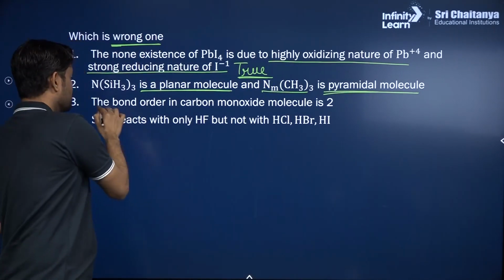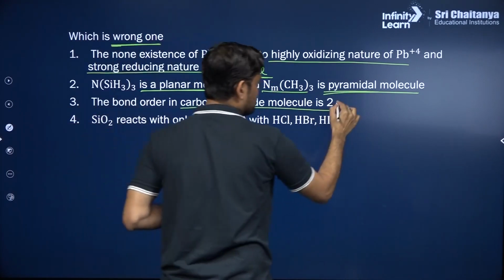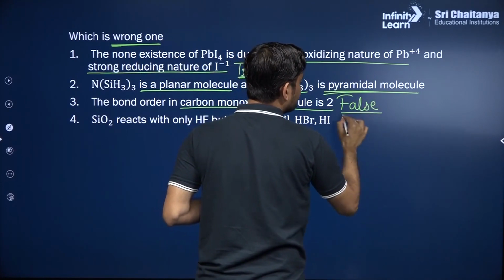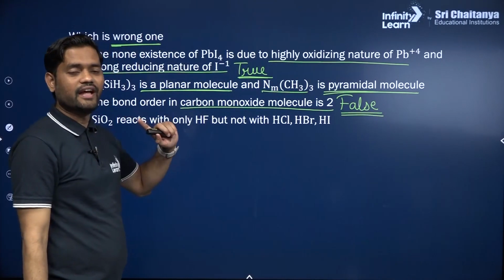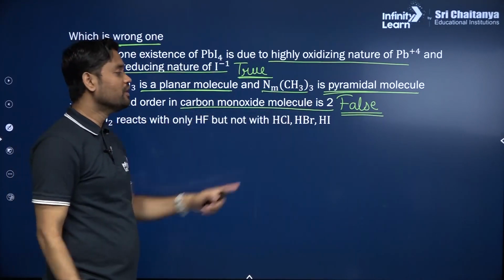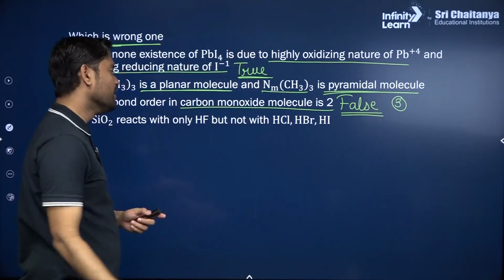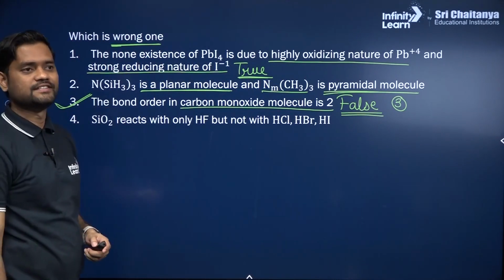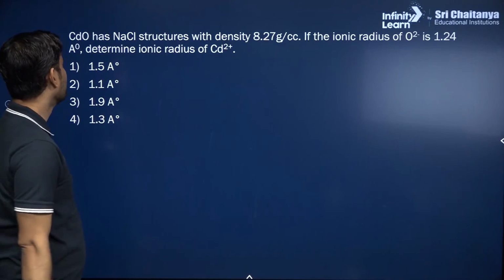Clear? The bond order of the carbon monoxide molecule is 2. This is a false statement. Very easy, you must know that carbon is triple bonded with oxygen in carbon monoxide. Here they are saying bond order is 2. Rather, here bond order has to be what? 3 for carbon monoxide, and hence I'll go with option 3 for this. Clear? Sure. So next question.